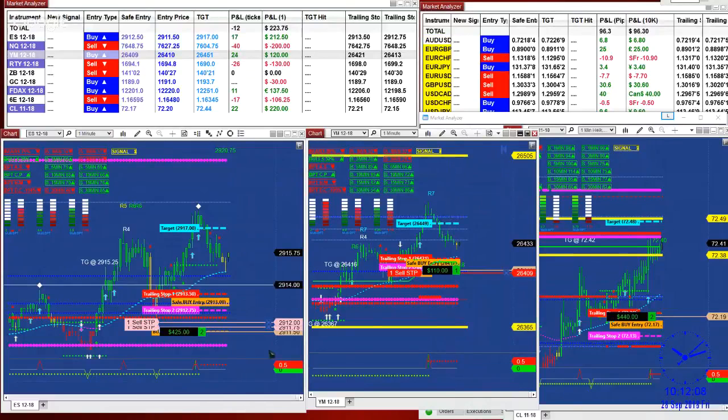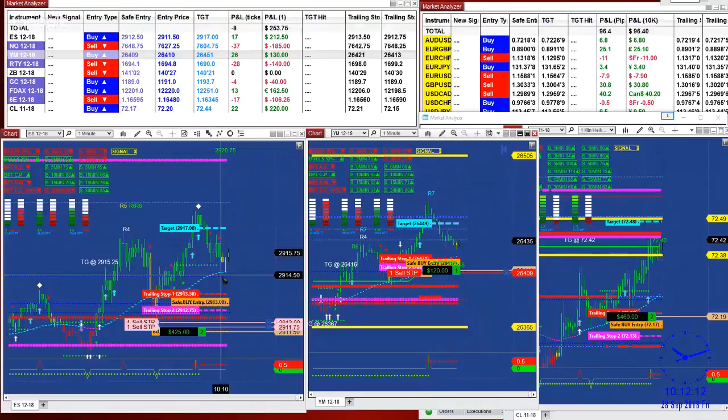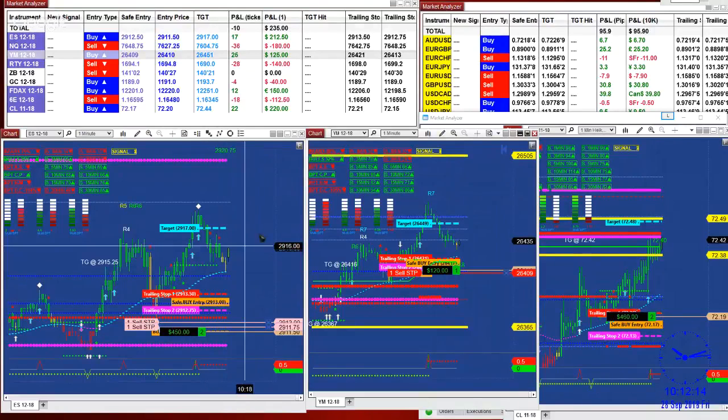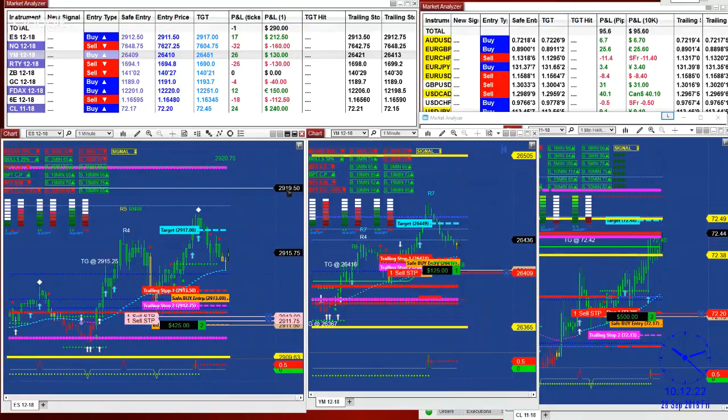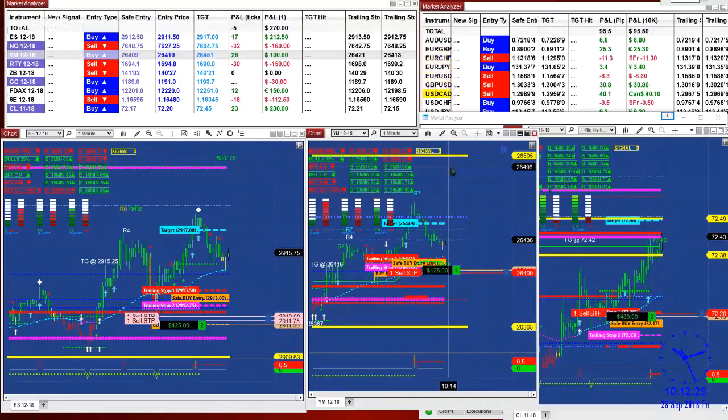So look, where is the ES? Exactly where we said 5 minutes ago. So we'll see if this area is gonna hold, and we're gonna have another run one more time. ES, there we go, there we go. If the ES is climbing again, then the YM is gonna do the same story.